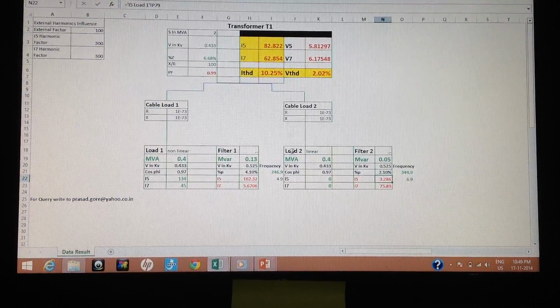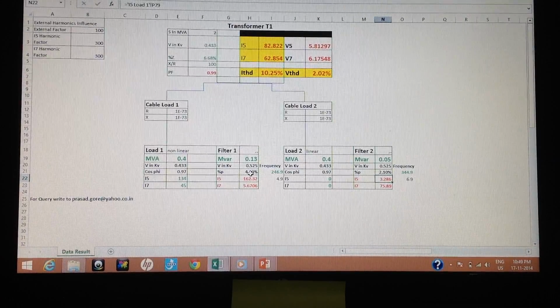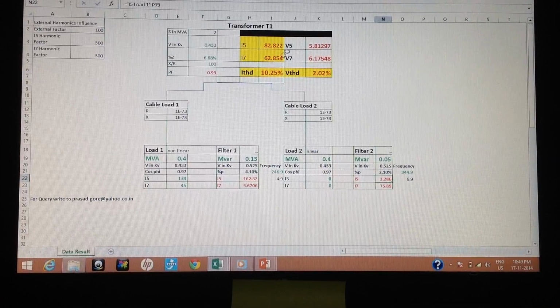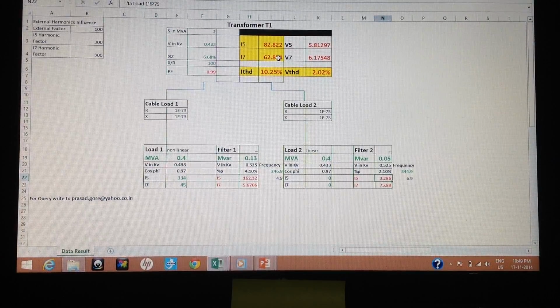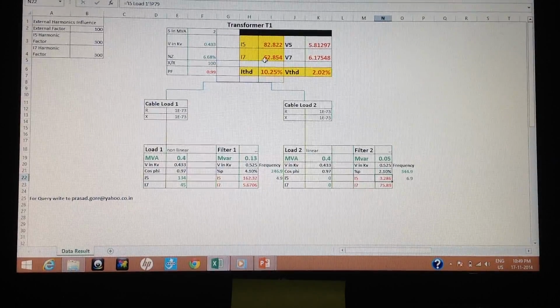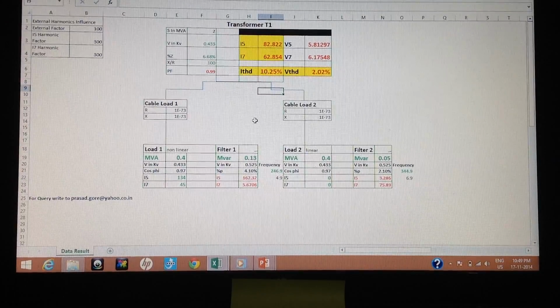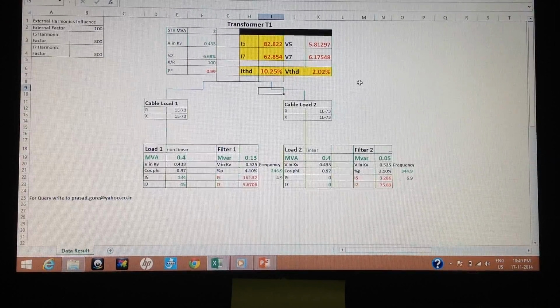I7 was earlier 45. Even with the 7th harmonic filter, it was 40. But now see, after putting this filter, it has actually increased. So if these external factors are overlooked, your filters are not going to perform the way they should perform. Okay, so these are the overall filter selection criteria that I am trying to show here.